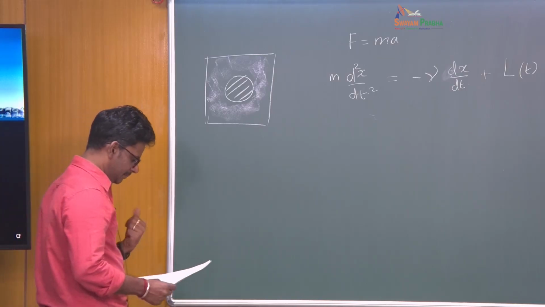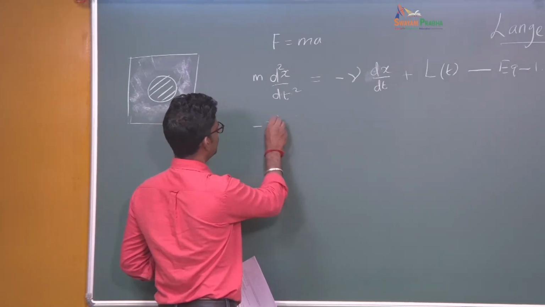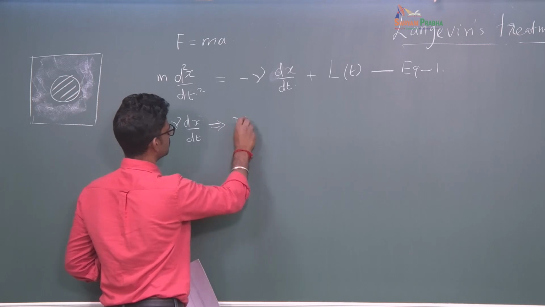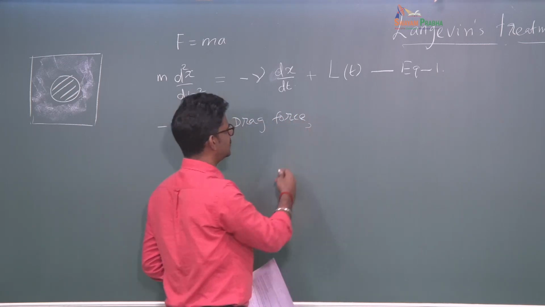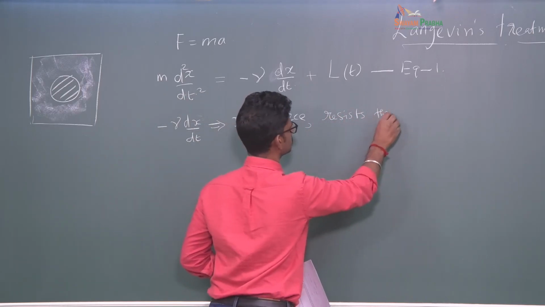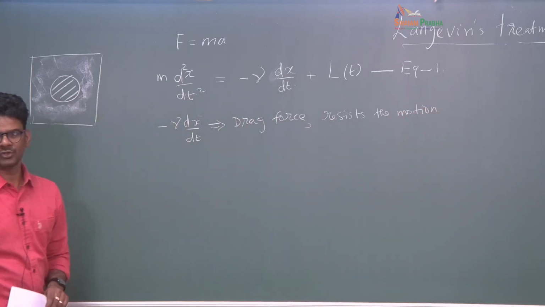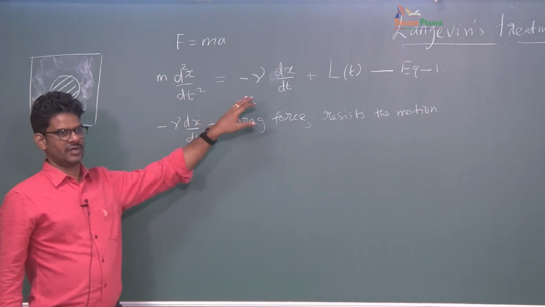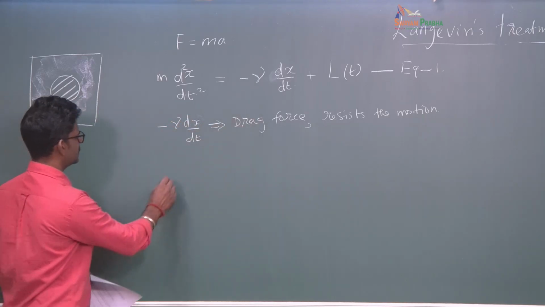So now we say that this minus gamma dx by dt is a drag force, and what this does is it resists the motion. Okay, it tries to damp the motion, that's why there is a negative sign here. Okay, this force acts in the opposite direction of the velocity. Okay, and then we say this is L of t here.